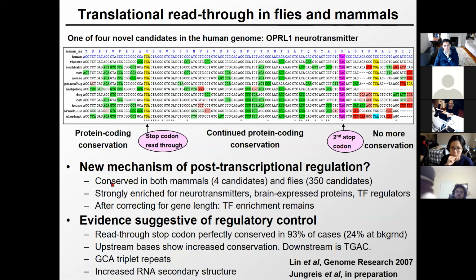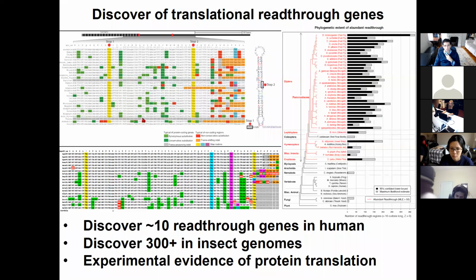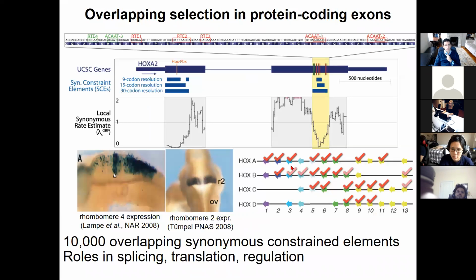And we've used this to basically discover a new mechanism of post-transcription regulation that actually allows read-through for hundreds of proteins in the fly genome and a handful of proteins in the human genome. We can also discover these RNA structures that are associated with the stop codon read-through and this excess conservation surrounding these stop codons. We can also find overlapping selection for protein coding exons.